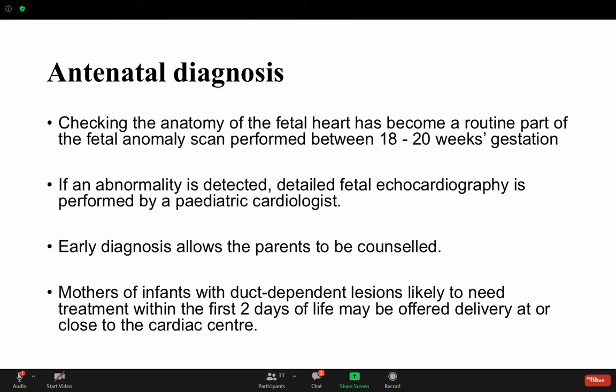For antenatal diagnosis, usually we are checking the anatomy of the heart between 18 and 20 weeks of gestation, okay? If abnormality is detected, they will have a detailed fetal echocardiography, usually done by a pediatric cardiologist. The good thing is that early diagnosis would allow the parents to be counseled on what to expect, what needs to be done, and whether the child needs to be delivered in a heart center or not.